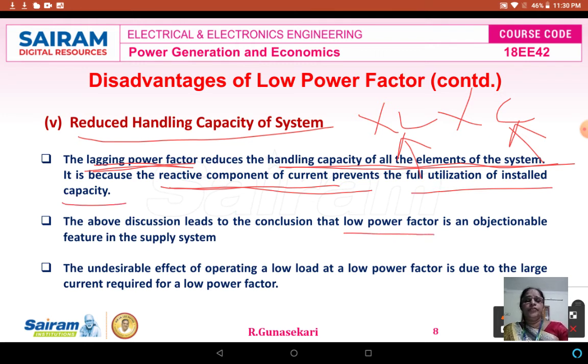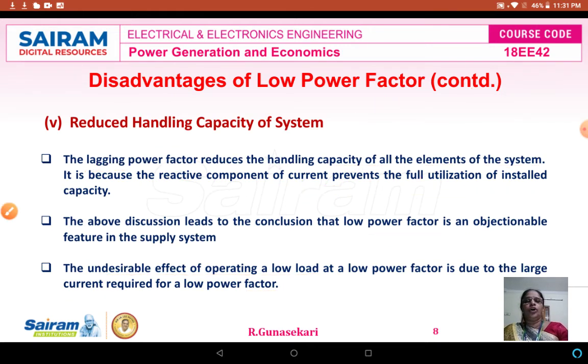The low power factor is an objectionable feature in the power system. The undesirable effect of operating a load at low power factor is due to the large current required. When the power factor is low, the current is high, so that means the reactive component of the current is high.